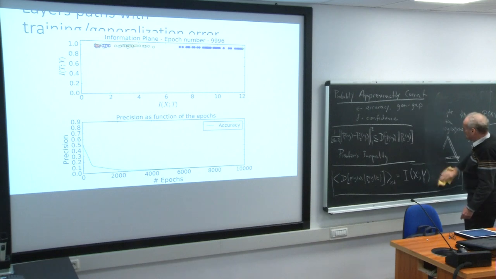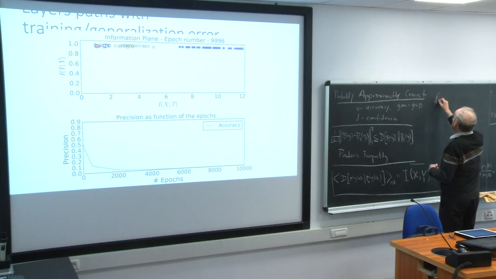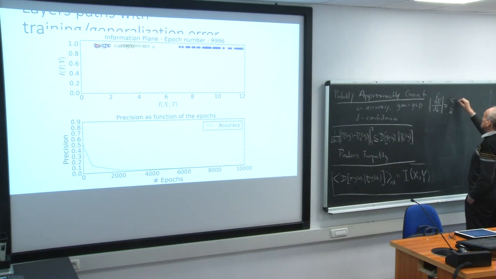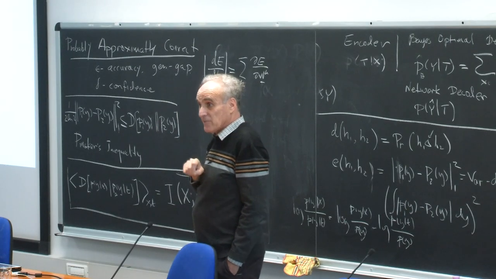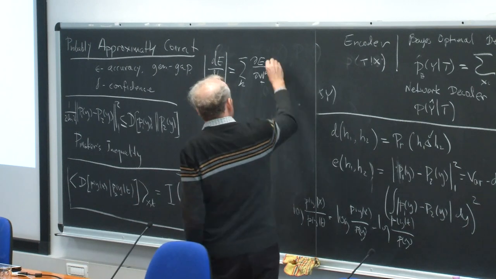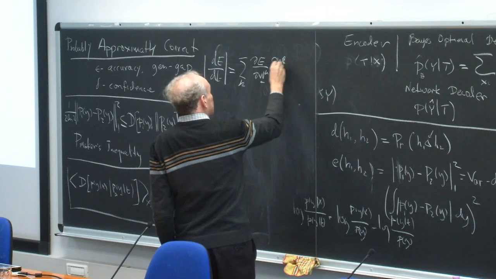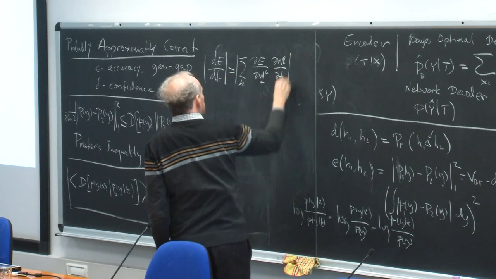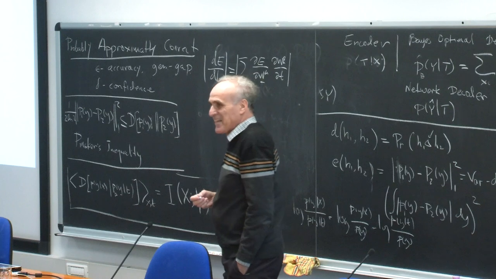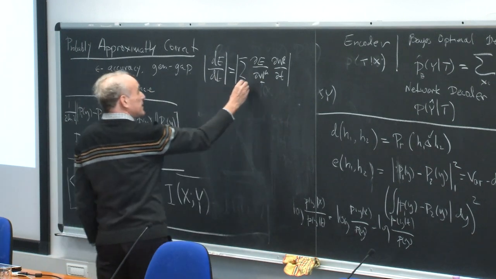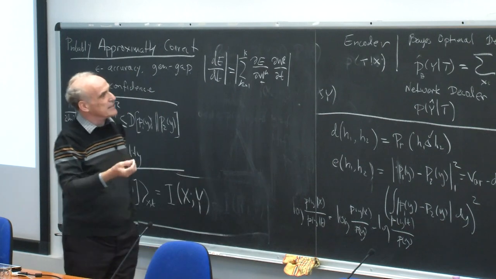So the derivative of the error, if you just look at the absolute value of the derivative of the error, is the sum over the layers of the derivative of the error with respect to the weights in the k-th layer. This is a short notation for the gradient of the error with respect to the weights of the k-th layer. I'm going to call it wk, times the derivative of the weights with respect to time. This is just taking derivatives, and this is true for every layer, where k is the number of layers.